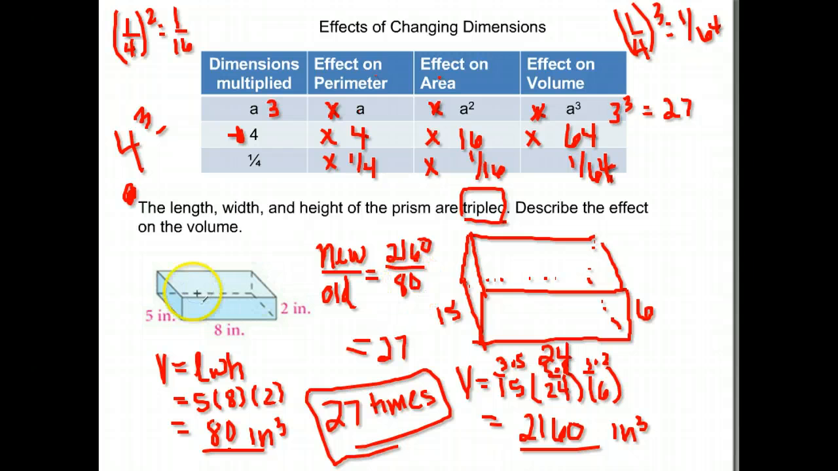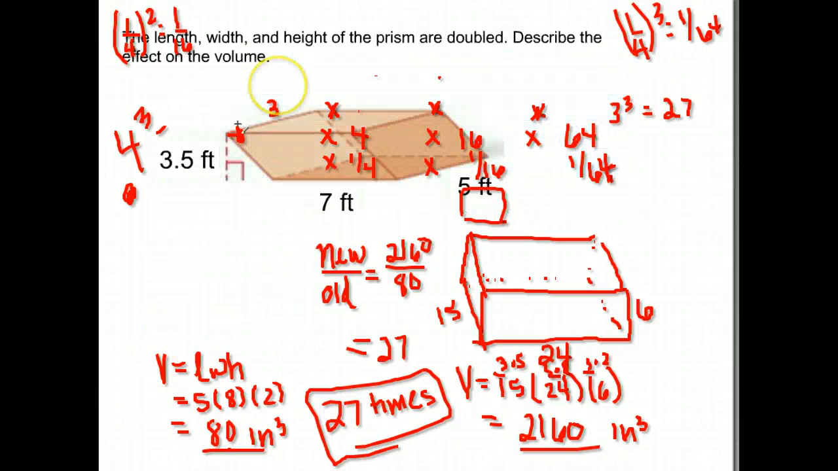You can go ahead and find the volume of the original one and find the volume of the new one and then divide to find out how many times larger it is. Or you can just use the rule that the volume is affected only if all of the dimensions are changed. It's affected by the number to the third power, and I'll do both.